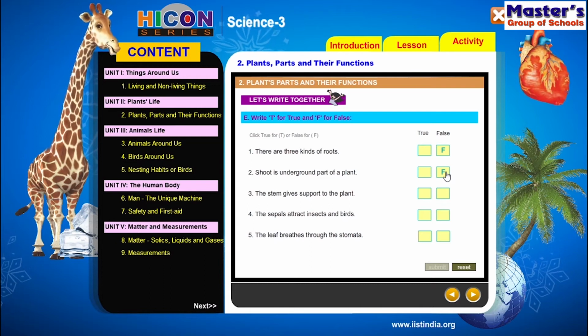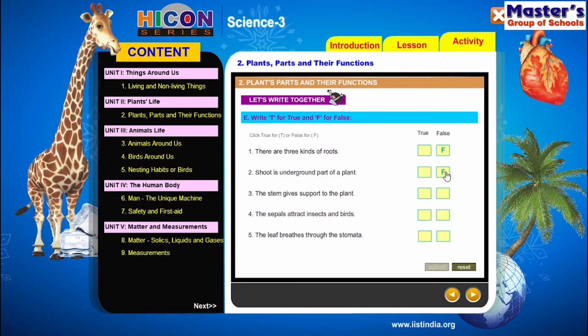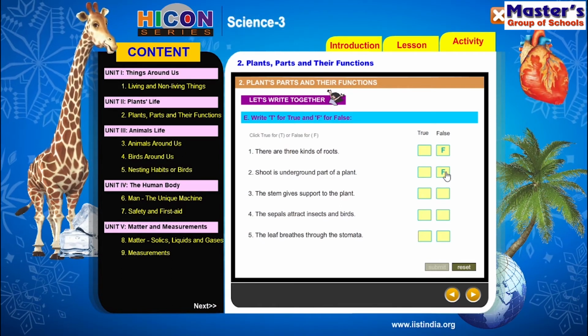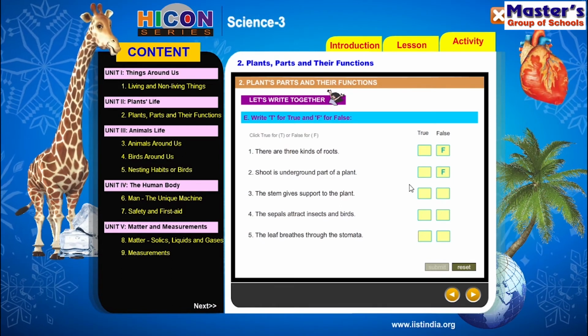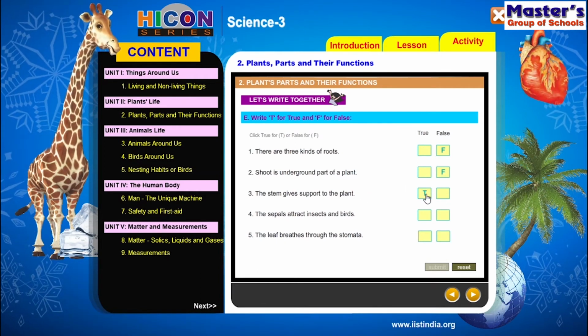Yes. The stem will hold the tree upright and prevent the tree from bending during strong winds and cyclone times, and it also gives support for the weight of the branches. So the third sentence is correct, that is true. Write T in the box. Next, read the fourth sentence.